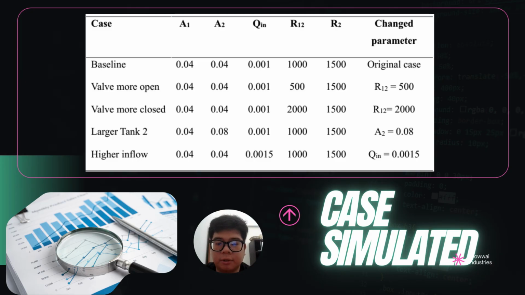So this table shows all the tests we simulate in this project. The first case is the baseline. We use the default parameter set as the original case. In case 2, we change the resistance R12 to 500, in case 3 we change R12 to 2000, in case 4 we change the area of tank 2 to 0.08, and in the last case, case 5, we change the inlet flow rate to 0.0015.